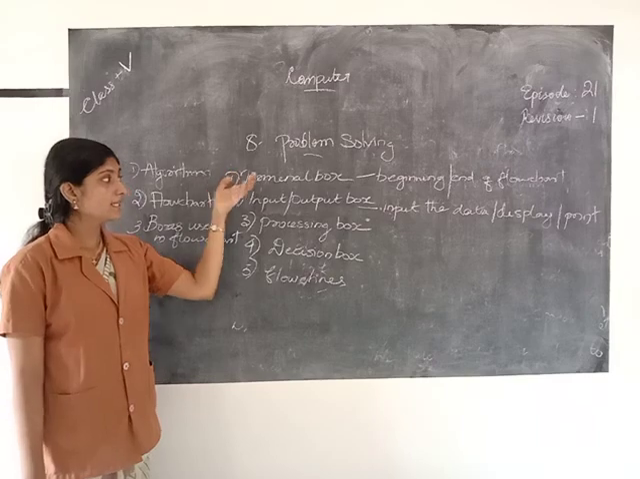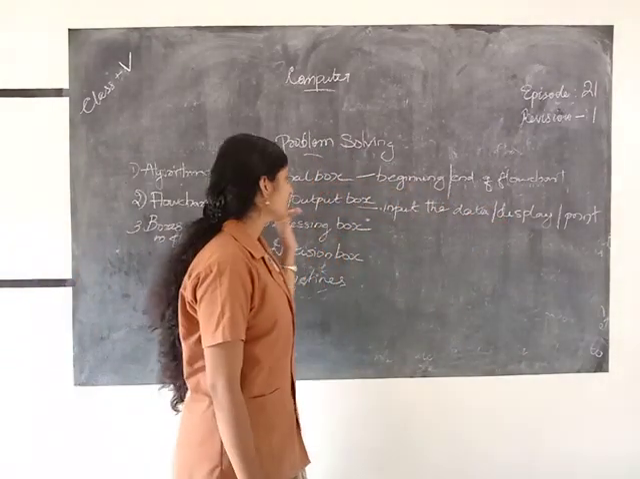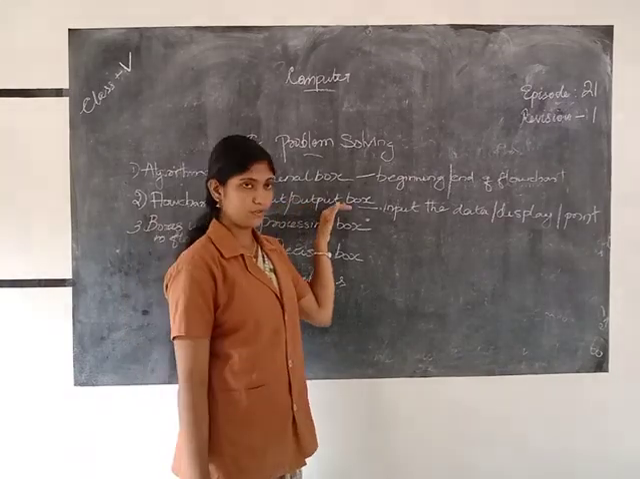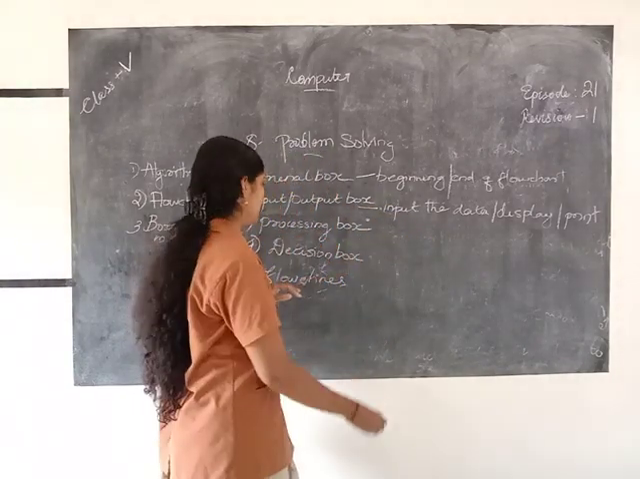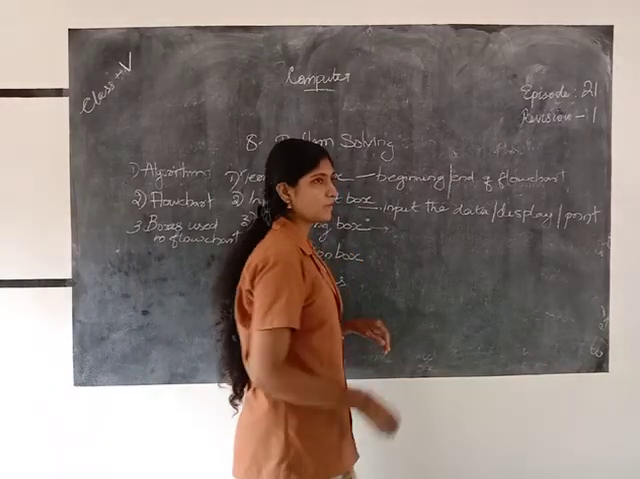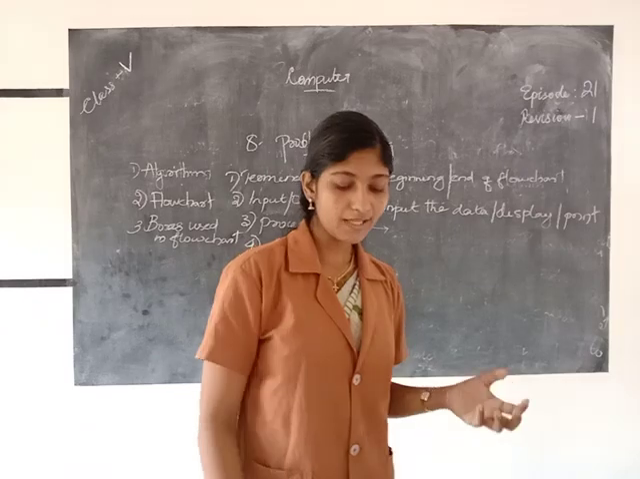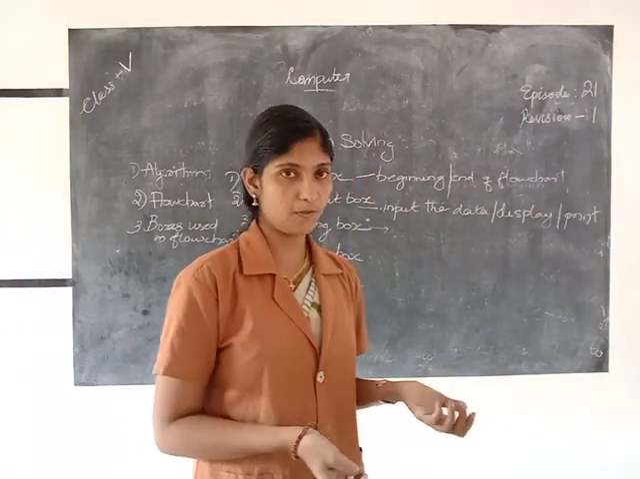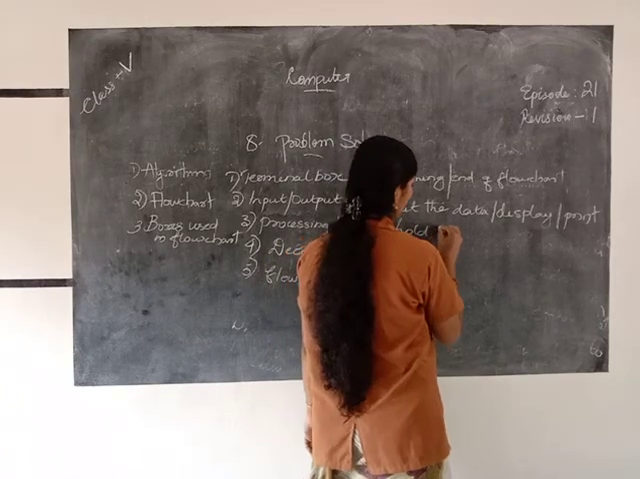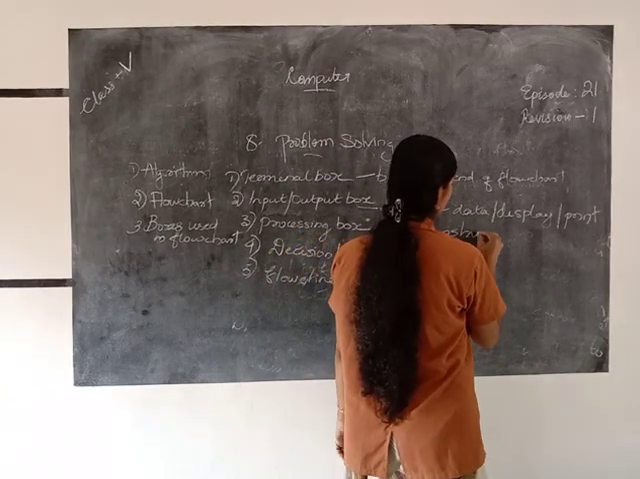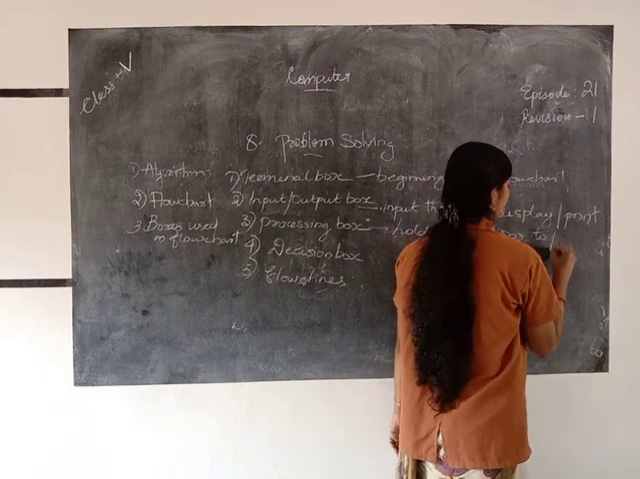The first one, the terminal box, is for the beginning or end of the flowchart. The second one is the input or output box, to input the data or display or output the data. Then the processing box is for the purpose of processing; it holds the instruction to process.